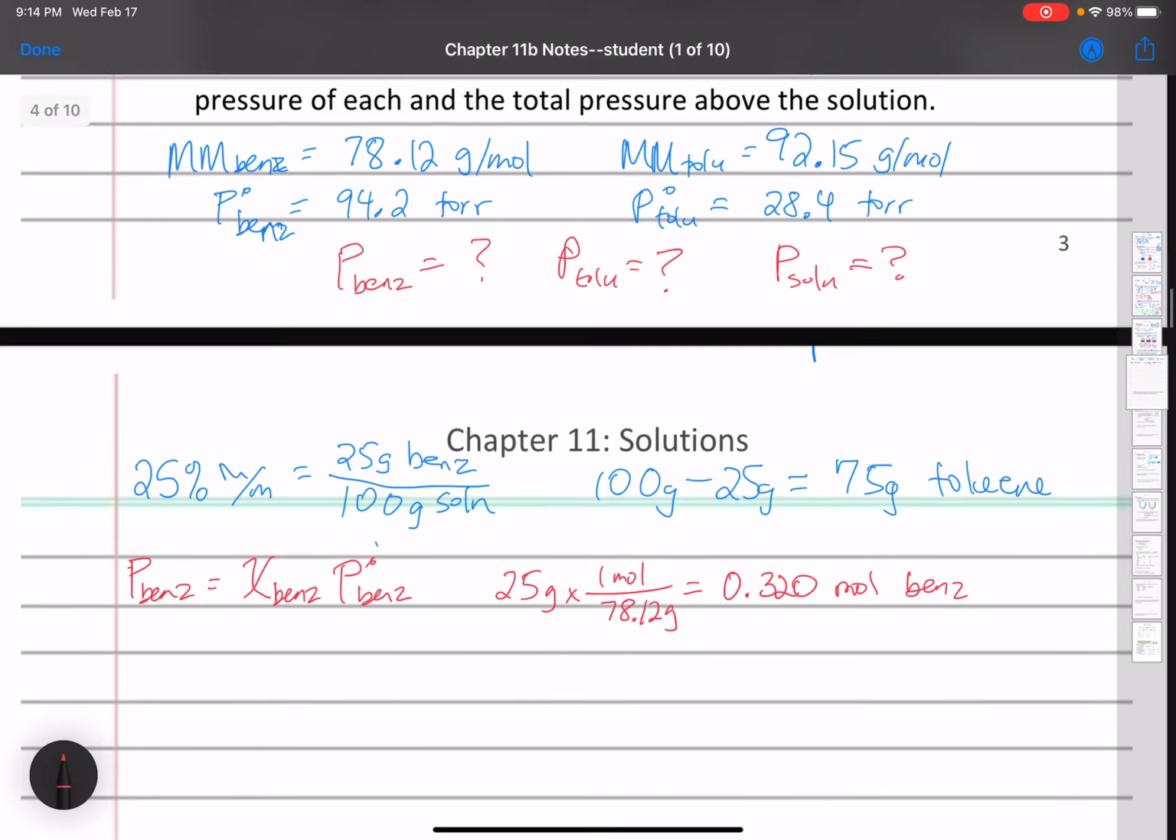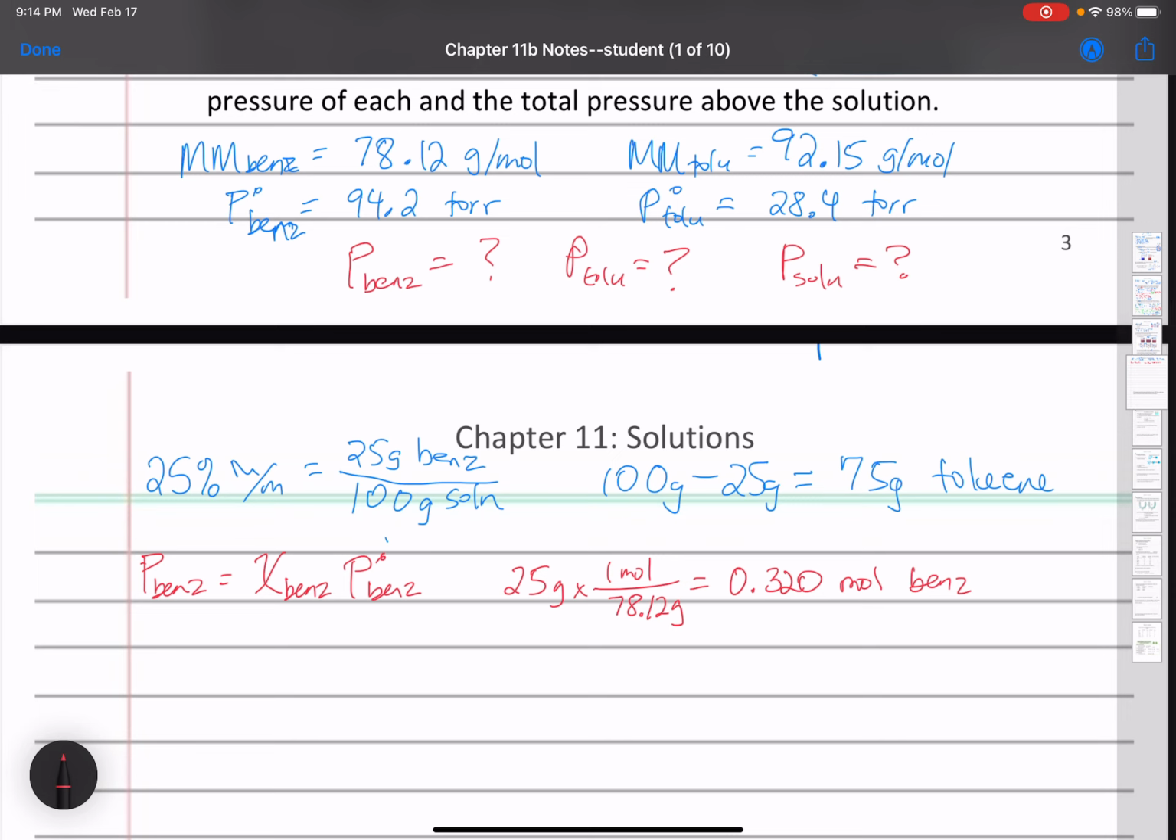Okay, now we need the moles of toluene. The moles of toluene, 75 grams of toluene, divided by the molar mass of 92.15 grams gives us 0.814 moles of toluene. Tolu is what I'm going to call it. And if we add these together, our total number of moles is 1.13 moles total. So now I have the information for my mole fractions.